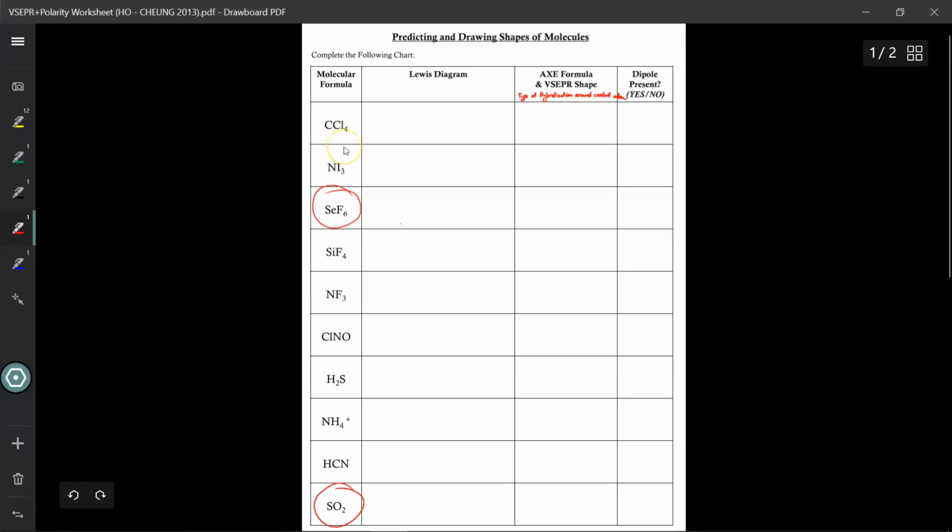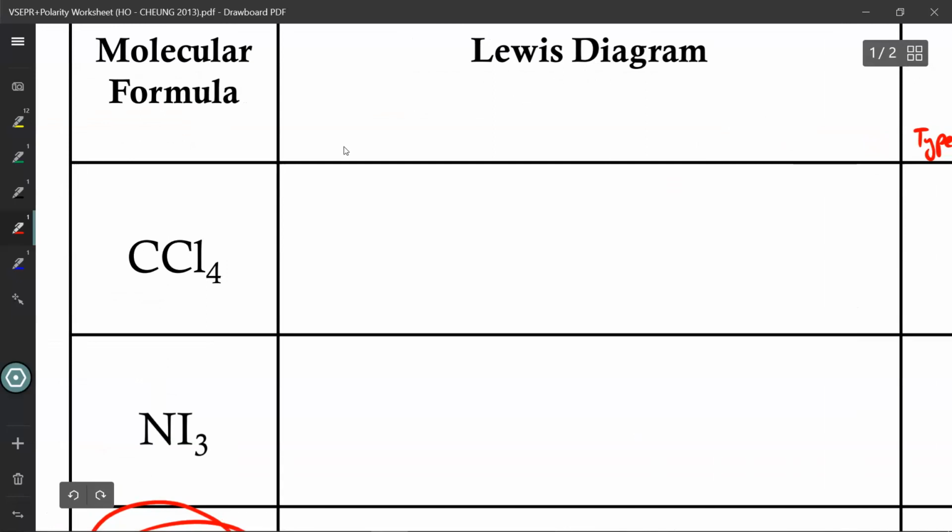All right, let's take a look at the first one, CCl4. The first thing I'm going to do is count how many electrons I'm dealing with. Carbon has 4 electrons, chlorine has 7, but because there's 4 of these chlorines, that's 28 electrons. 28 plus 4 equals 32 electrons. Remember, you should always have an even number of electrons.